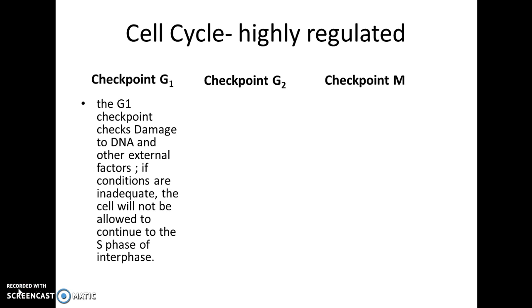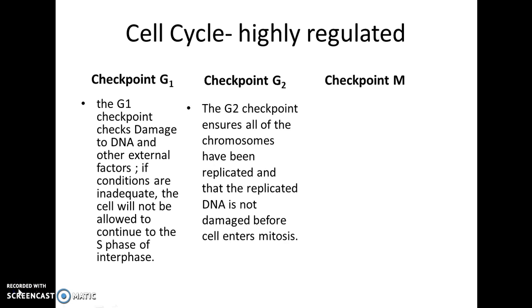Interphase is when DNA is replicated, also known as synthesis. Alright, good. So now we have checkpoint G2, and it shows that all the chromosomes have been replicated and that the replicated DNA is not damaged before the cell enters mitosis. So Micah, what's mitosis again? So mitosis is the division of cells that result in two daughter cells that are the exact copy of the original cell. Okay, that's great.